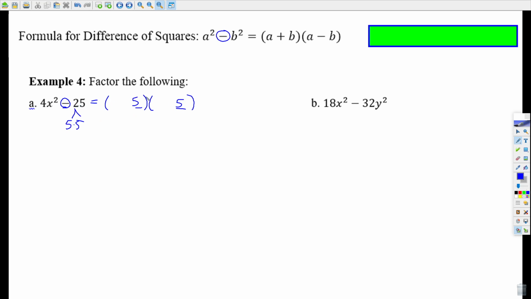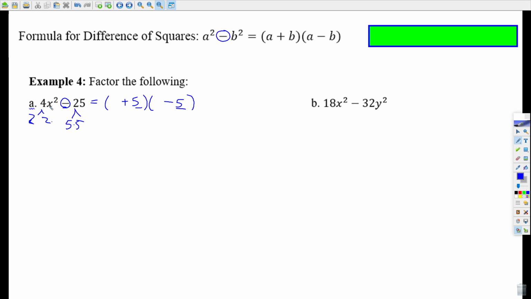We know we have to get a negative 25, so we know we have to have a plus minus. That's going to happen every time with difference of squares. And then how do you get 4x squared? So not only do we have a number, we have a variable together. Well, how do you get 4? That's 2 and 2.